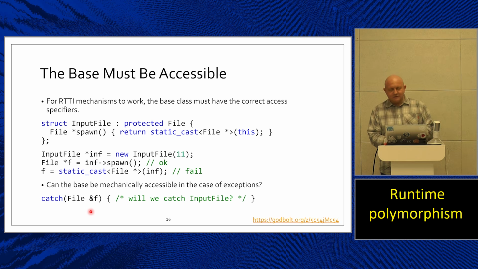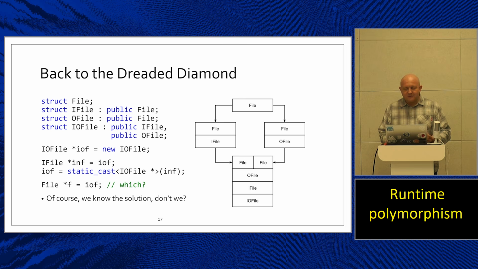And once you mix multiple inheritance, virtual functions, and RTTI, the model becomes significantly more subtle than the simple v-table story we started with. That's the real complexity of runtime polymorphism. So let's return to our diamond. Two classes derive from file, and the third one derives from both of them.